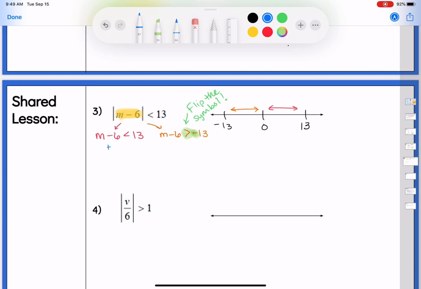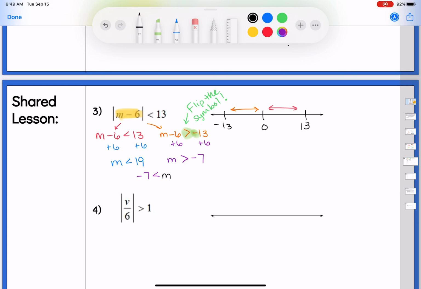So I'm going to go ahead and add 6 on both sides. On the left, I have m is less than 19, and I am going to add 6 over here on the right, so I get m is greater than negative 7. So if I think about it, m has to be less than 19 and m has to be greater than negative 7, my compound inequality is going to look like this.